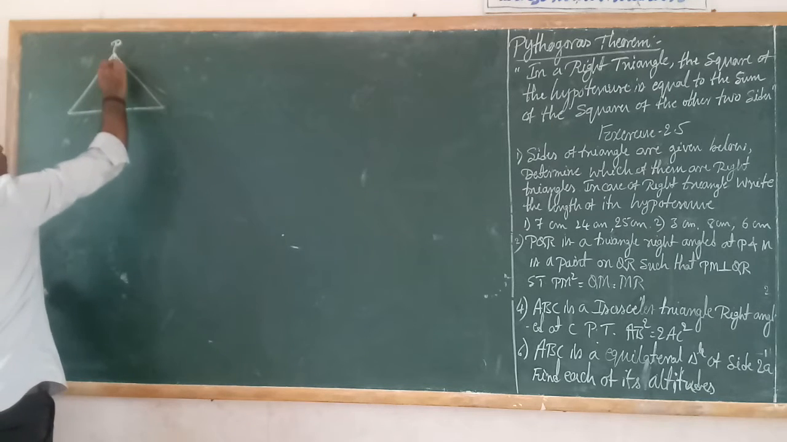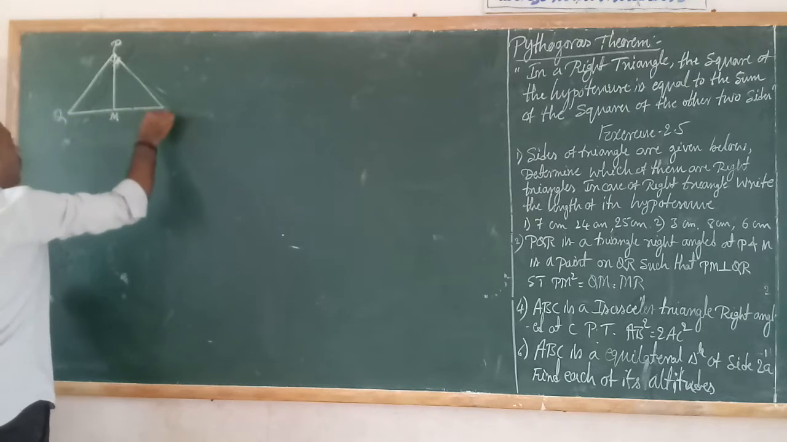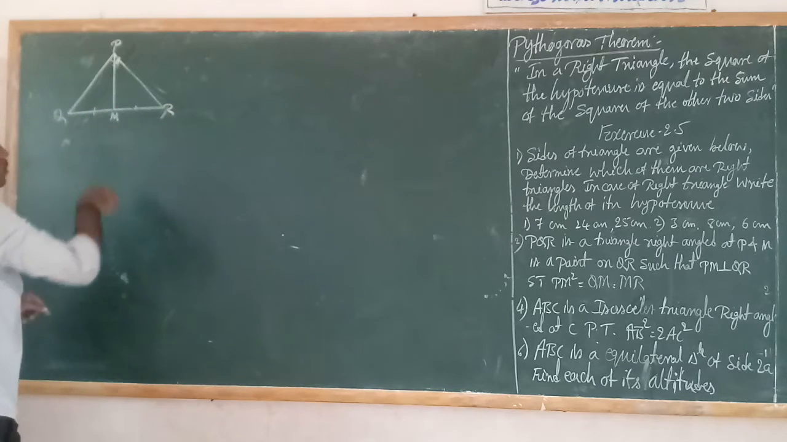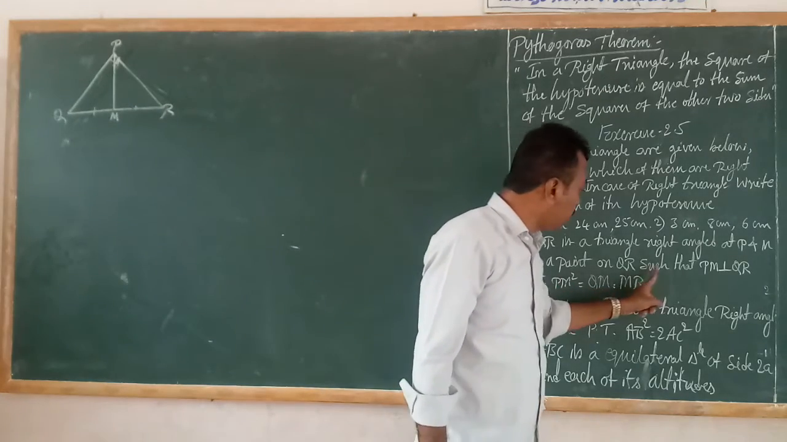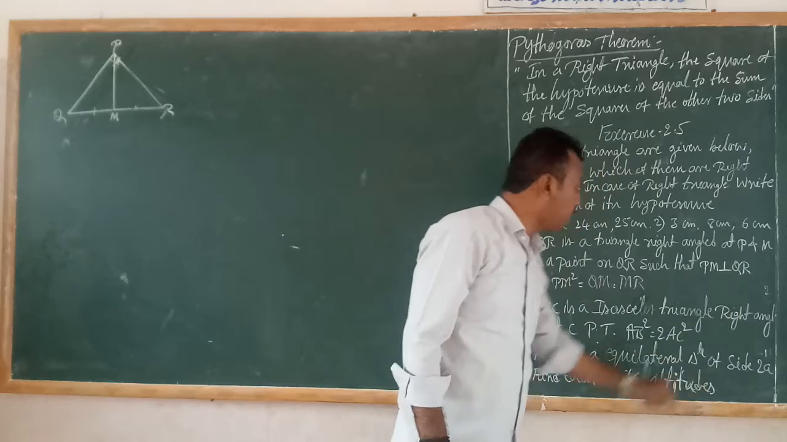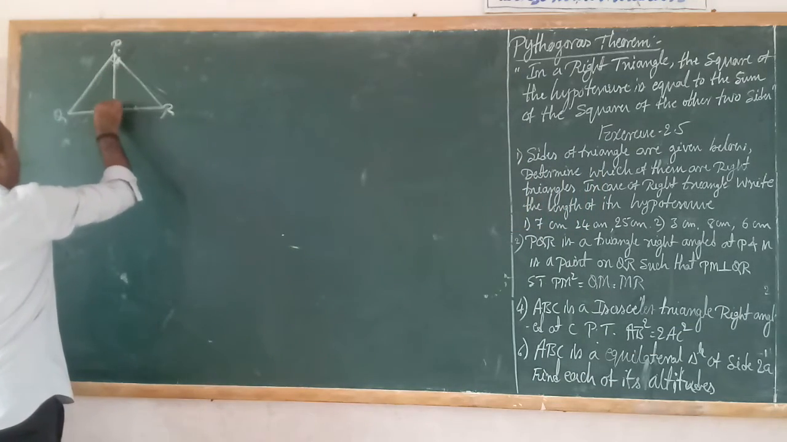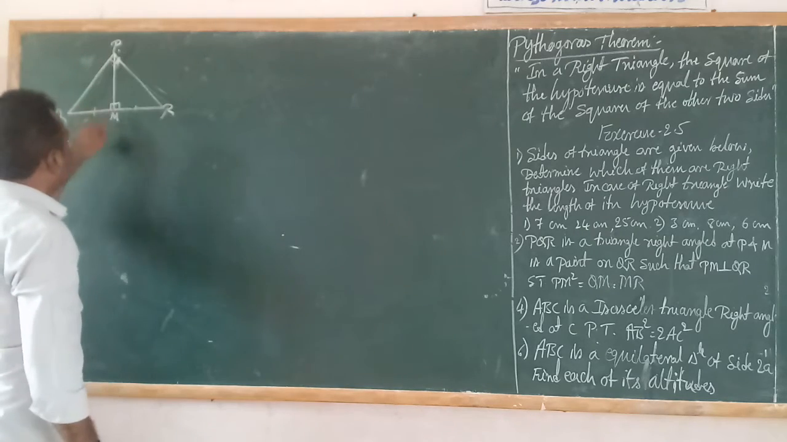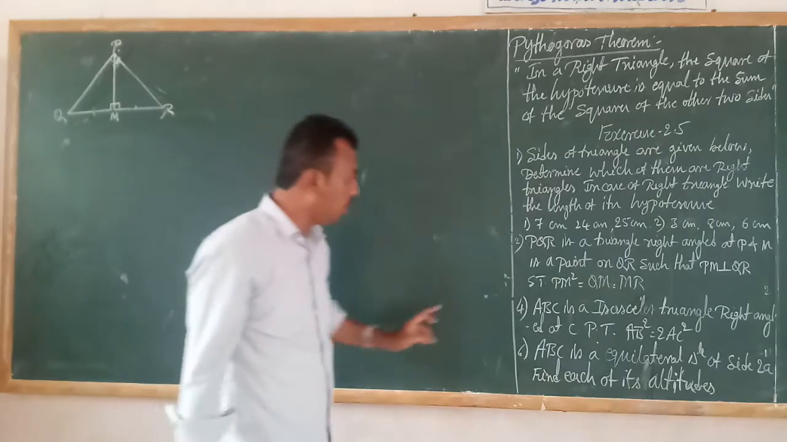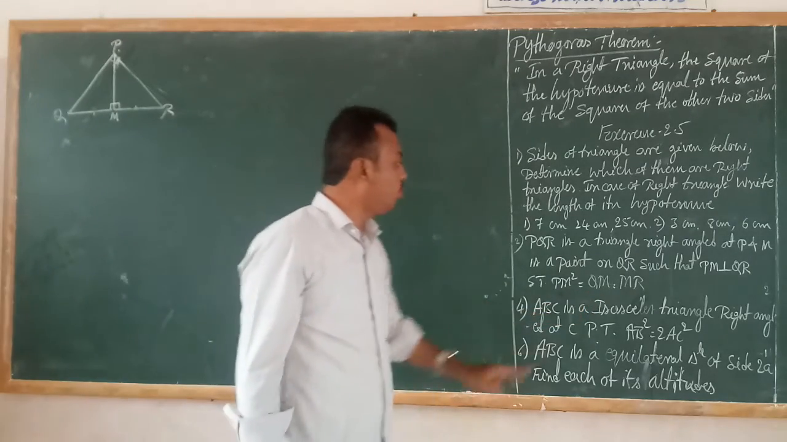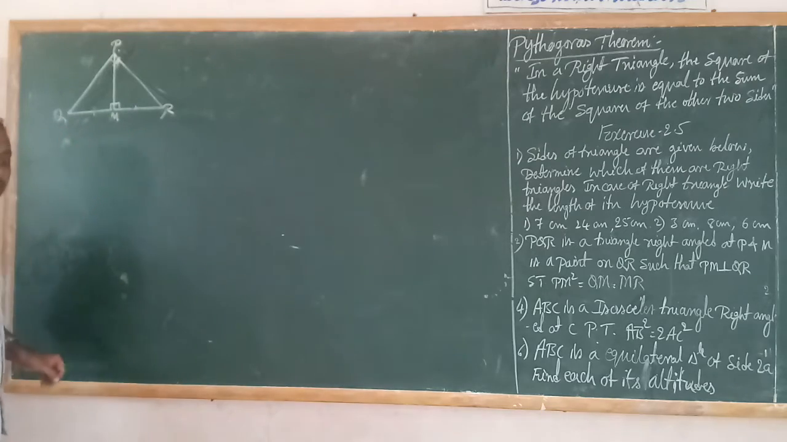Yes, M is a midpoint of QR. This is the right angle. Okay. So therefore this one is equal. And then we have to prove that PM is perpendicular to QR. Therefore these are perpendicular to each other. Now show that PM square is equal to QM into MR. We have to prove it.